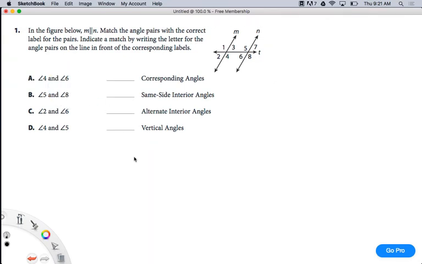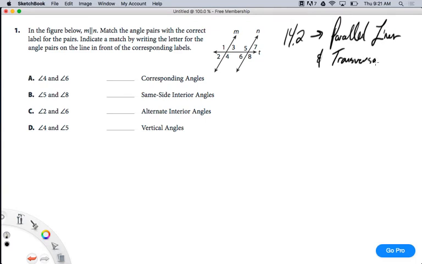All right, 14.2 is parallel lines. 14.2 is parallel lines and transversals. Okay. So this is where we learned about corresponding angles, same side interior angles, alternate interior angles, and alternate exterior angles.